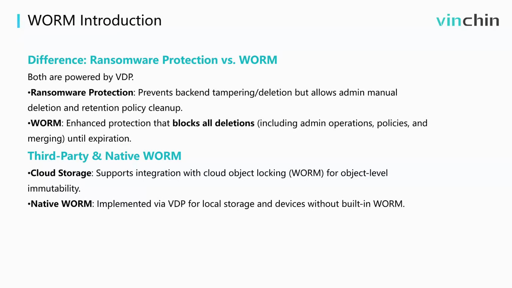Okay, that's the difference. This page introduces the difference between the ransomware protection and WORM. I think everyone knows this now. And for third-party and native WORM, for cloud storage, we support the integration with cloud object locking for object-level immutability. And native WORM is implemented via VDP for local storage and devices without built-in WORM.